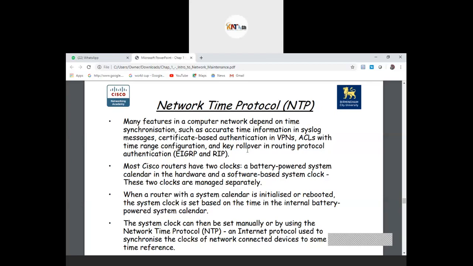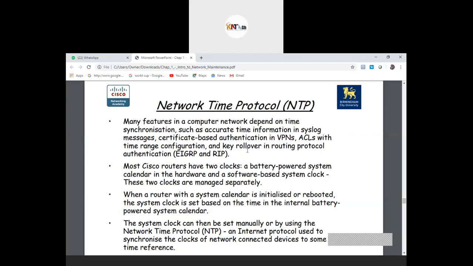And some of the protocols that use the network time protocol for convergence are the enhanced interior gateway routing protocol and the routing information protocol. And for a particular organization to be able to have leverage on the synchronization of their VPNs, access control, and everything, all of them depend on time. So most Cisco routers have two clocks. We have the battery powered system calendar in the hardware, and then the software based system clock. These two clocks are managed separately.